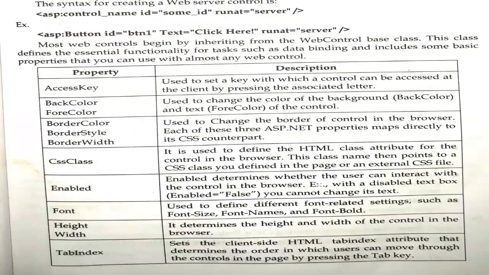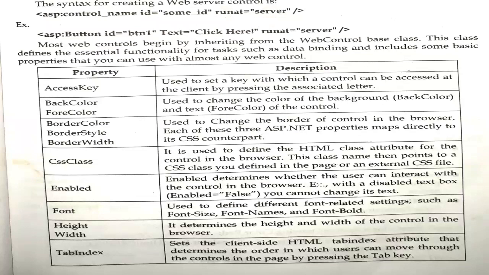Then as I taught you in the last lecture, we have seen some controls like label, button, radio button, checkbox, text box. There are some common properties which are applicable for all types of controls. So this is the list. On the basis of this you may get a question such as explain the common properties of web server controls. If you get this type of question during the exam, then this is your answer. These are the common properties which are applicable for all types of controls.